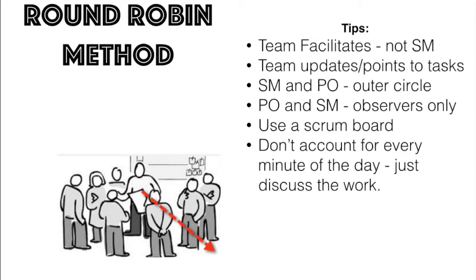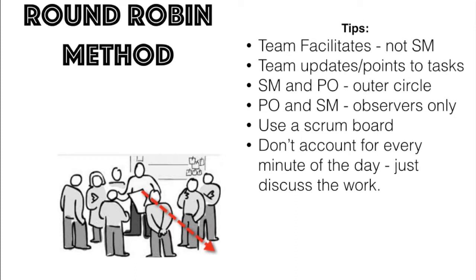This method can be very effective, and I'd love to give you some tips about how to make it even more effective. If you'll notice in the picture on the left, the Scrum Master is in the middle of the daily Scrum, and he's basically getting information from people. I hear Scrum Masters all the time say, my daily Scrums keep turning into status reports. How do I fix it?